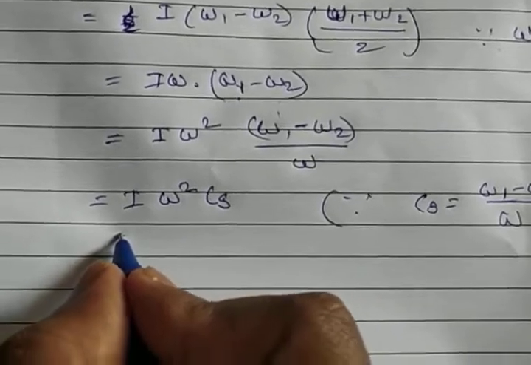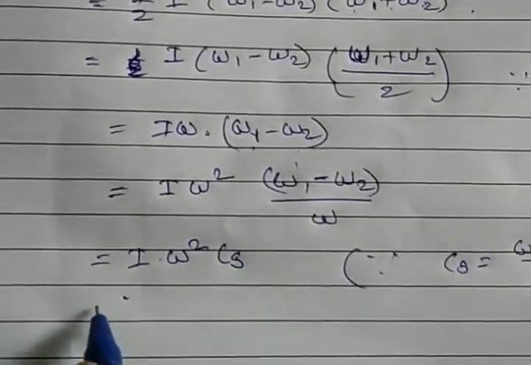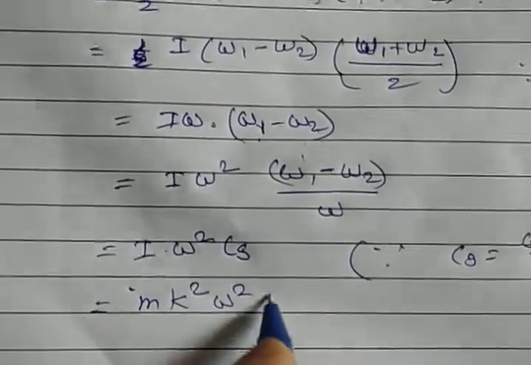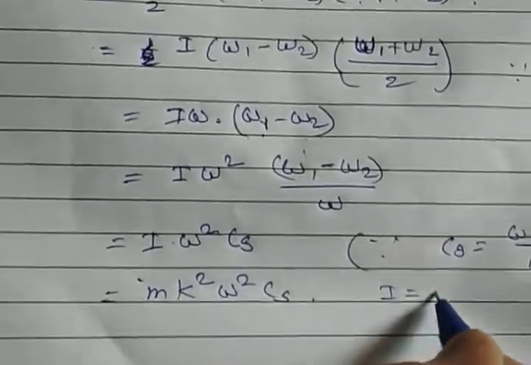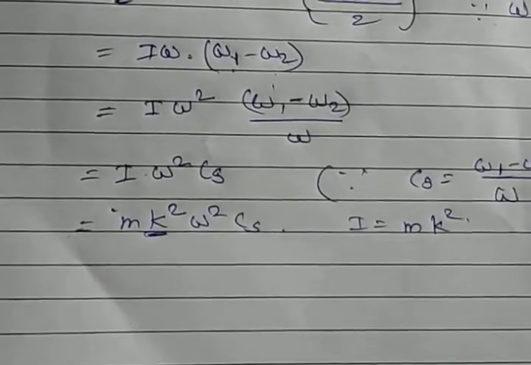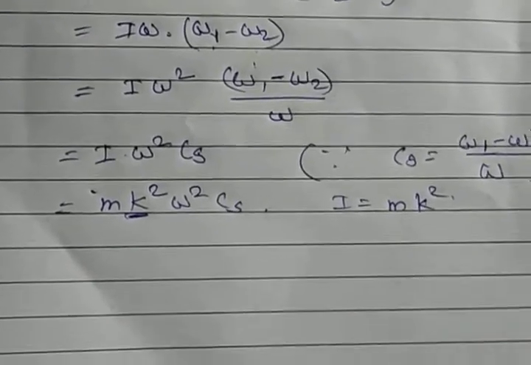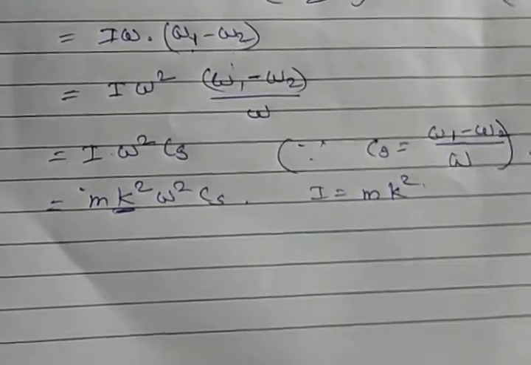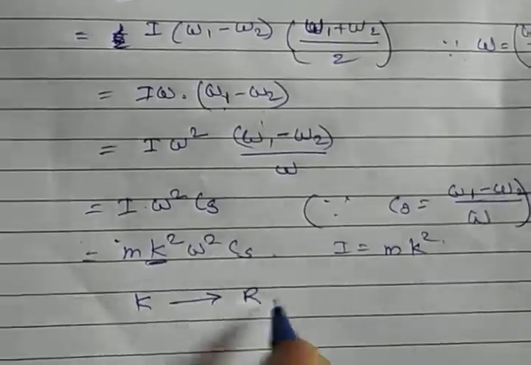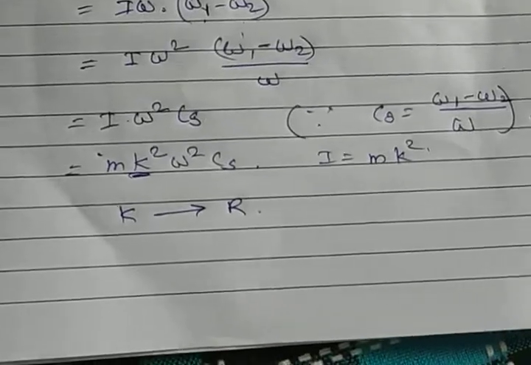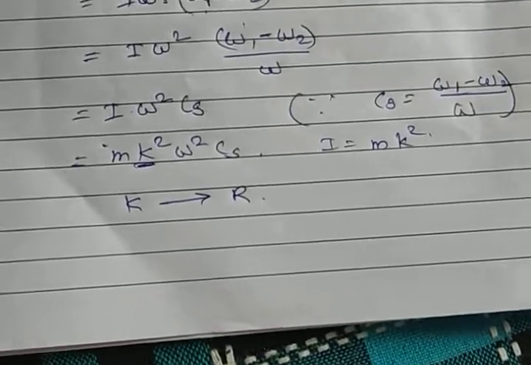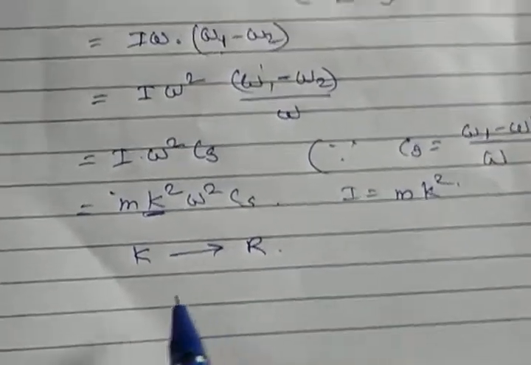Now I replace I with mk square, because I is equal to mk square, giving mk square omega square Cs. Here k is the radius of gyration, which can be taken equal to the mean radius of the rim. I am going to replace k with capital R, because the thickness of the rim is very small compared to its diameter, which is huge.